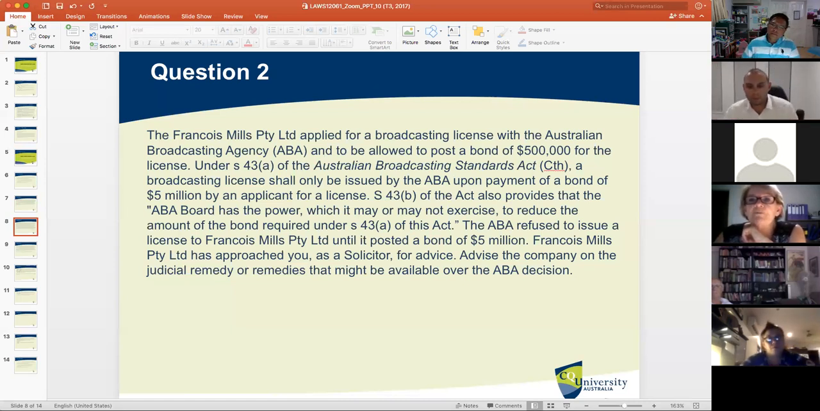The ABA refused the application, and would not issue the licence to Francois Mills Proprietary Limited until it posted a bond of $5 million. Francois Mills Proprietary Limited has approached you as a solicitor for advice. Advise the company of their judicial remedy or remedies that might be available over the ABA decision.